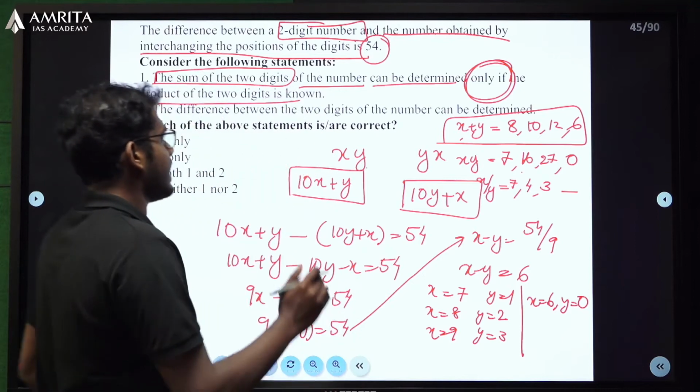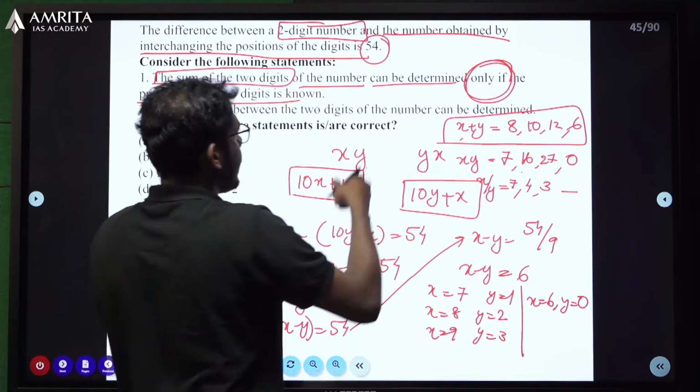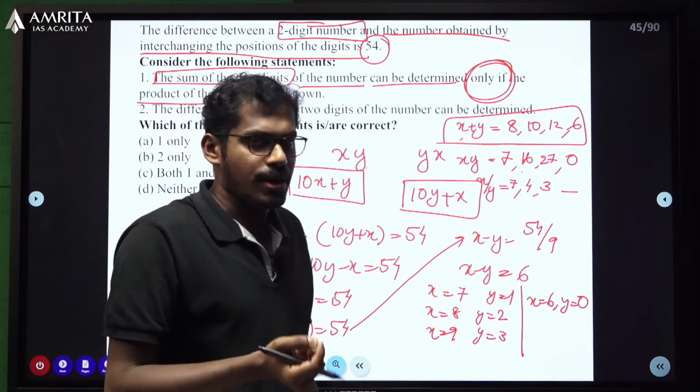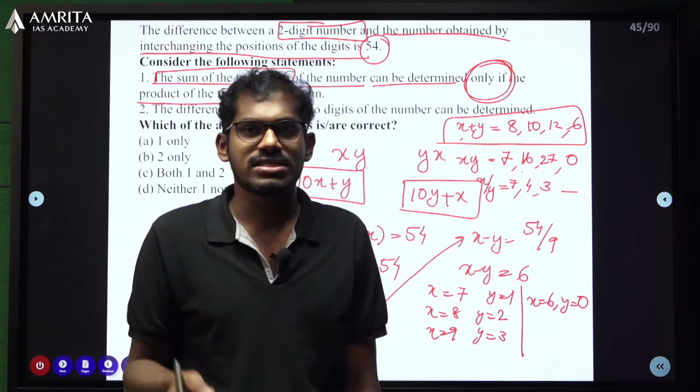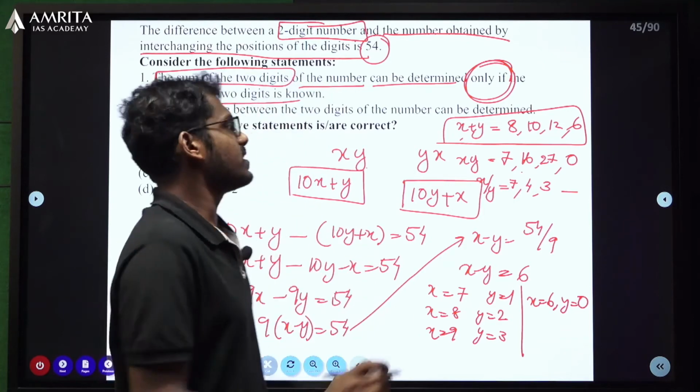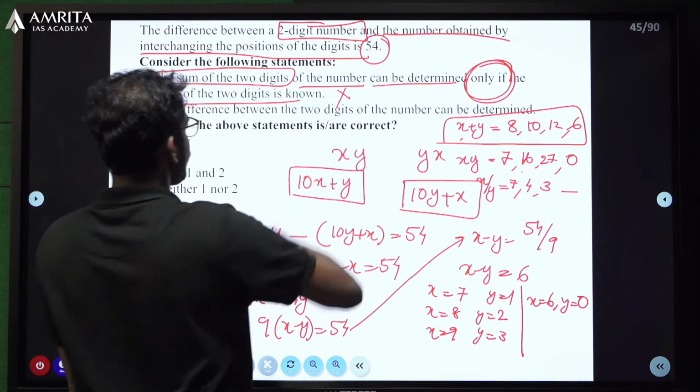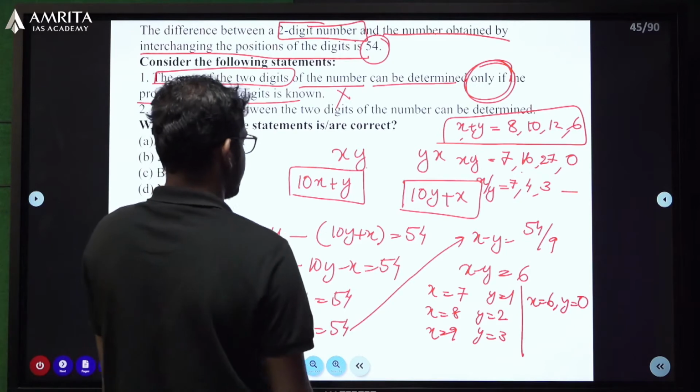So that statement is incorrect, because we can determine the value of x plus y even if we know the value of x by y, that is, a fraction of x and y. So the first statement is incorrect. Clear? Okay. So let's look at the second statement.